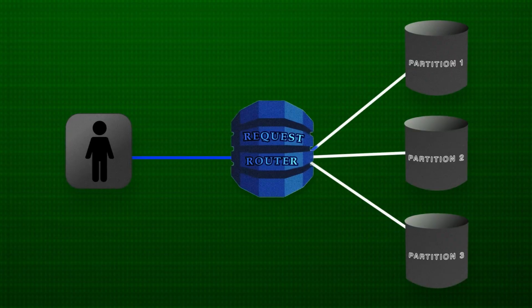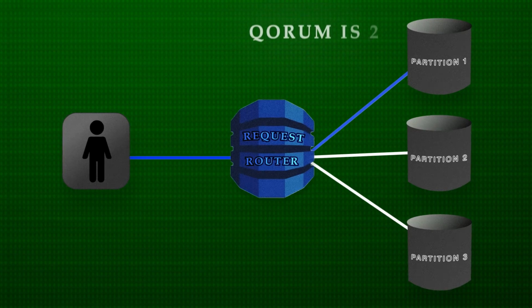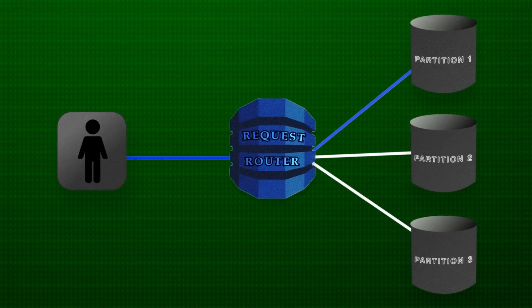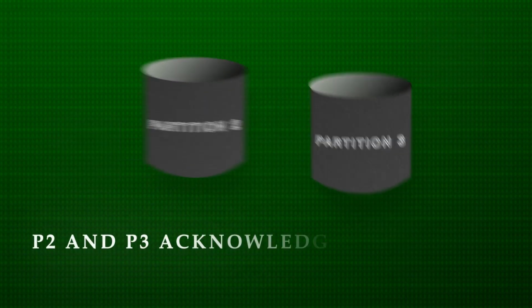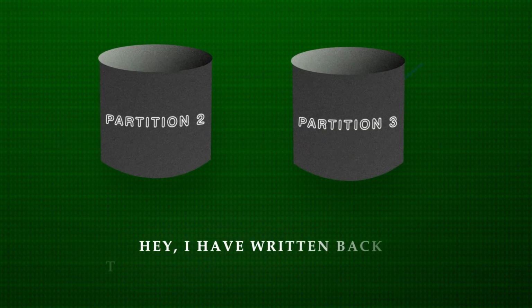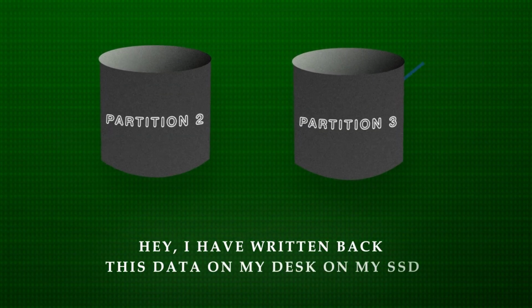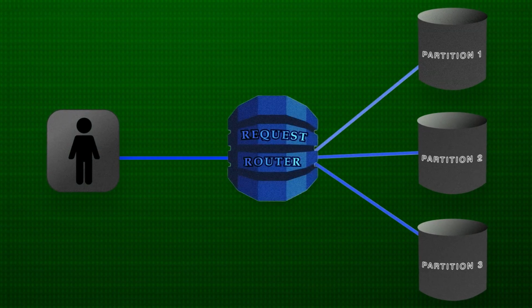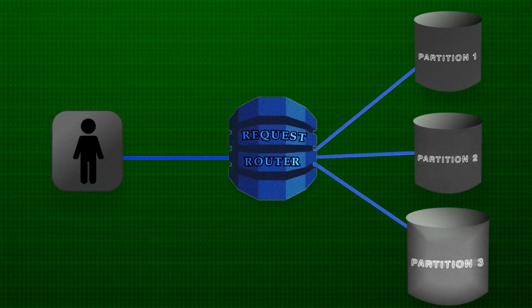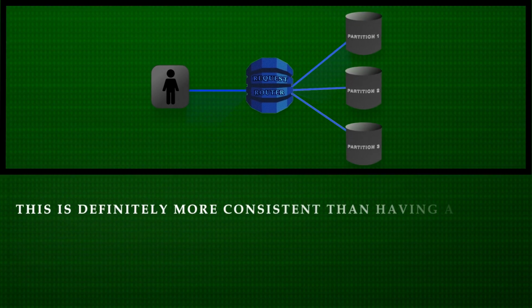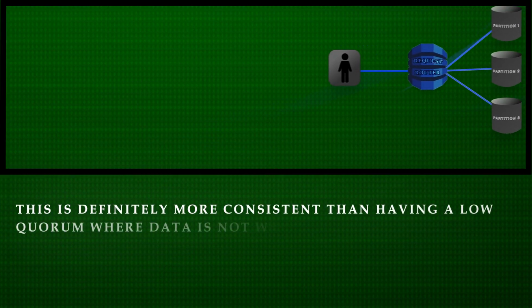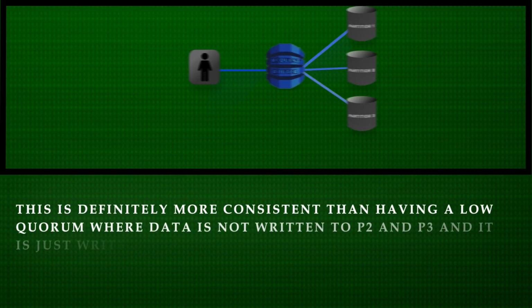So let's say that the data goes to P1 and quorum is 2, so you need 2 more nodes to write that data. Let's say that the data is written to P2 and P3. P2 and P3 acknowledge back that, hey, I have written this data on my disk, on my SSD. Then P1 is sure that since the data is written to P2 and P3, it can return it back to the user.